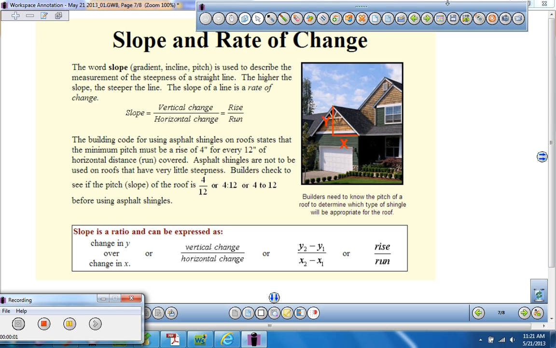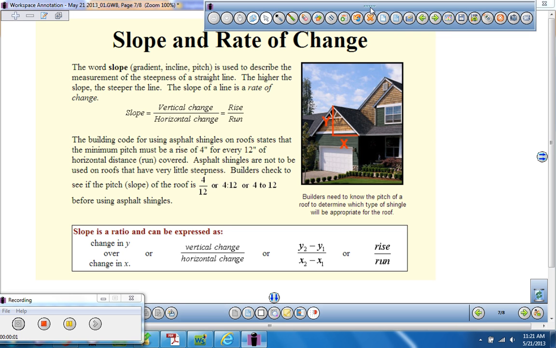Alright, as we get started, what you need to remember about slope. Remember, slope is the vertical change over horizontal change, or we call it rise over run. But more specifically, if you look down here, we have a formula. It's just the change in y over the change in x. So you typically call it y2 minus y1 over x2 minus x1. This little formula will come in handy as we're going through the lessons.